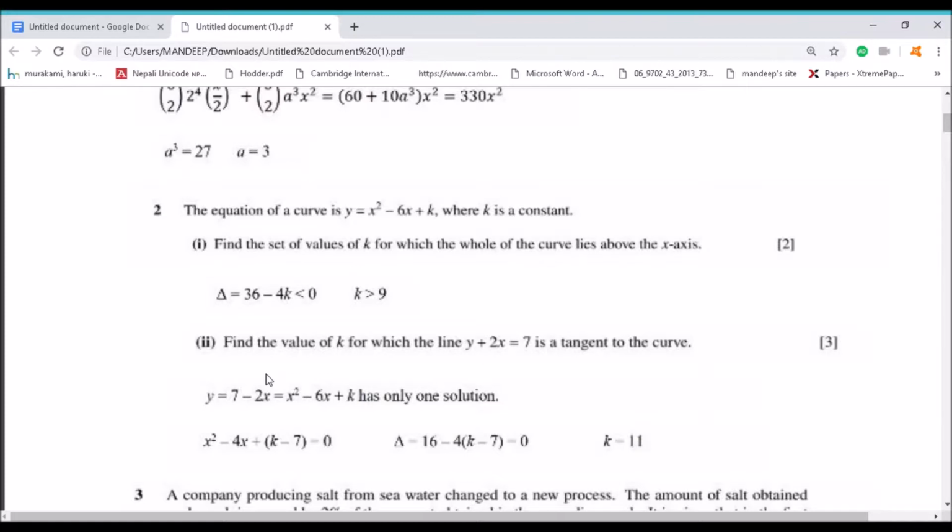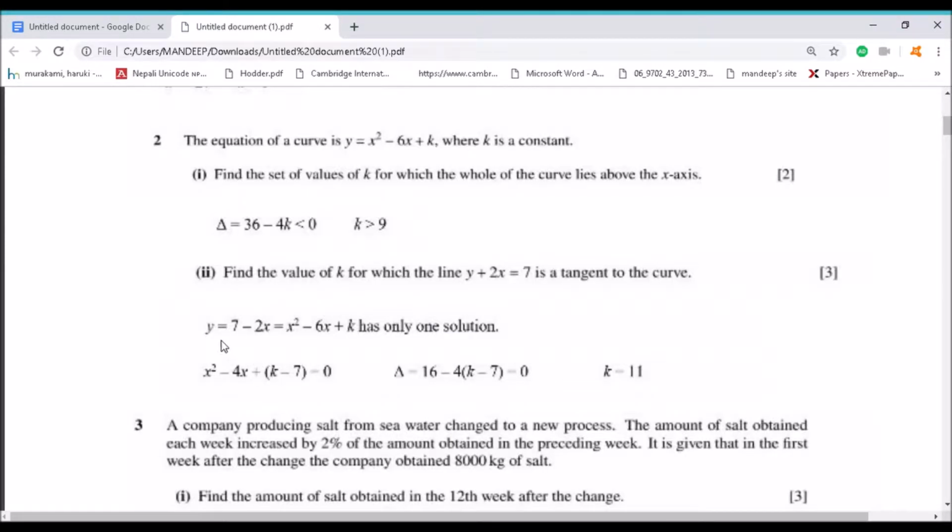Find the value of k for which the line y plus 2x equals 7 is a tangent to the curve. We have the equation y equals 7 minus 2x. If something is tangent to the curve, it touches the curve, it intersects at a point. So we can write 7 minus 2x equals x squared minus 6x plus k. So 7 goes to the right hand side, 2x goes to the right hand side, so it will be x squared minus 4x plus k minus 7 equals 0.